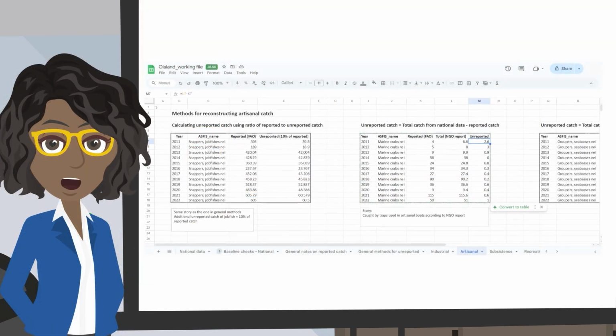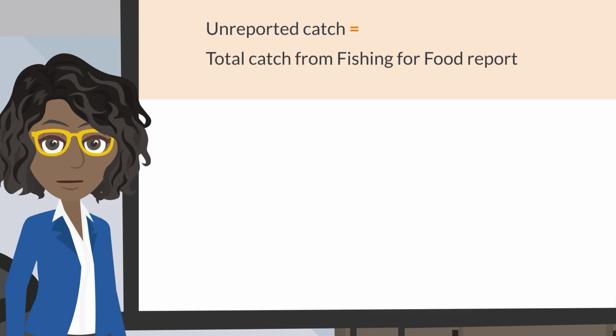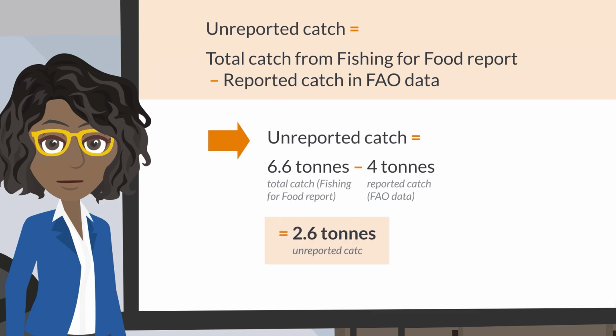For crabs, I found in a report from the NGO Fishing for Food total catch landed by artisanal traps, which I later subtracted from FAO's reported catch for this taxon. Here, I'll show the calculation for 2011. If unreported catch equals the total catch from the Fishing for Food report minus the reported catch in FAO data, then 6.6 tons minus 4 tons equals 2.6 tons of unreported catch.